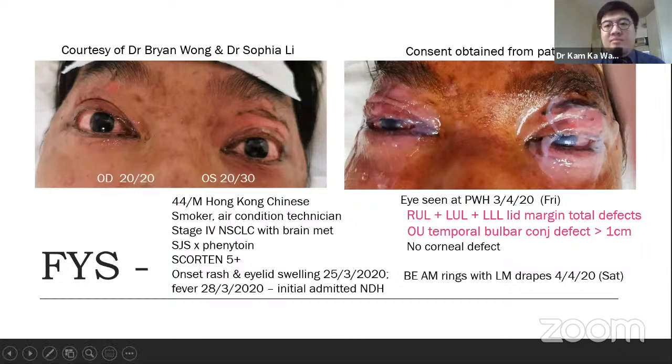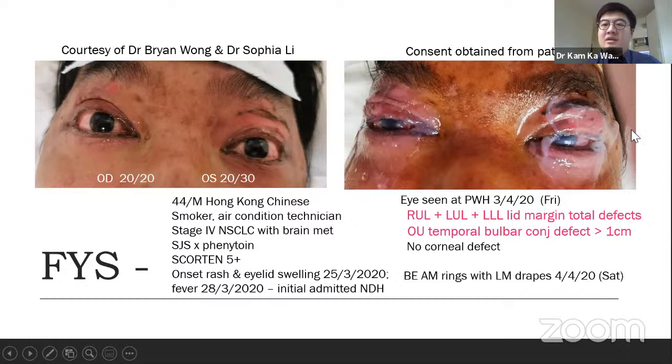And this patient had mainly lid margin involvement and also a bulbar conjunctival defect. He had no corneal defect, and therefore his vision was pretty good. But according to Dr. Gregory's classification, this is already considered a pretty severe ocular SJS. So we decided to proceed with bilateral amniotic membrane ring.